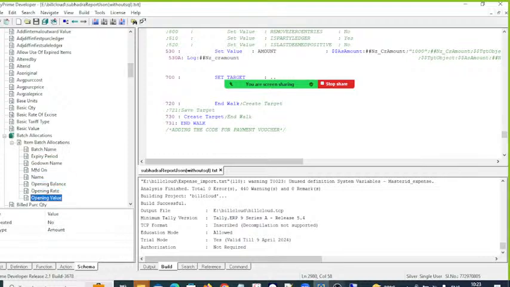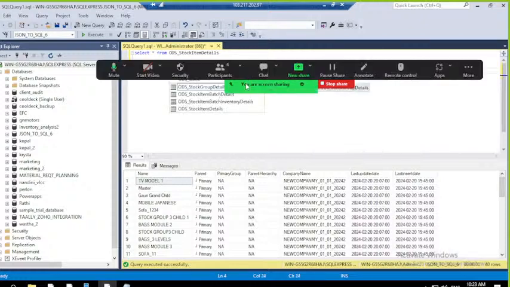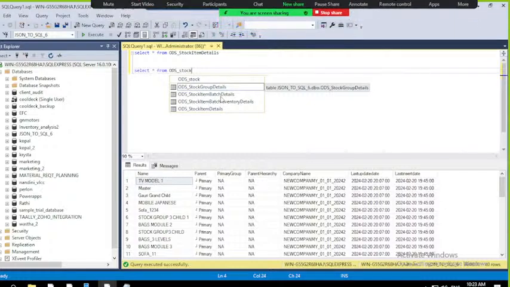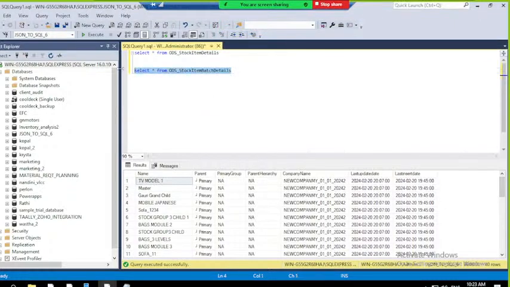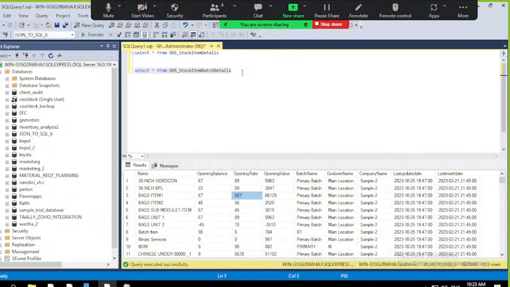So first of all, how do you get the batch details? It is ODS stock item batch details. Is this clear? Across an unlimited number of companies. But this will not give you the closing rate. So closing rate you need to derive.